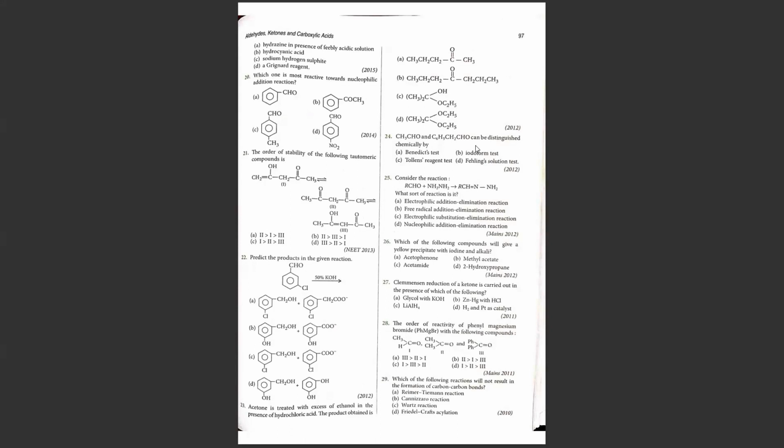Yes, go to the 24th question. Okay, 24th question here. Can you see? Acetaldehyde and C6H5CH2CHO, right? So this can be distinguished chemically by which test: A, Benedict's test, B, iodoform test, C, Tollens' reagent test, or D, Fehling's solution test?